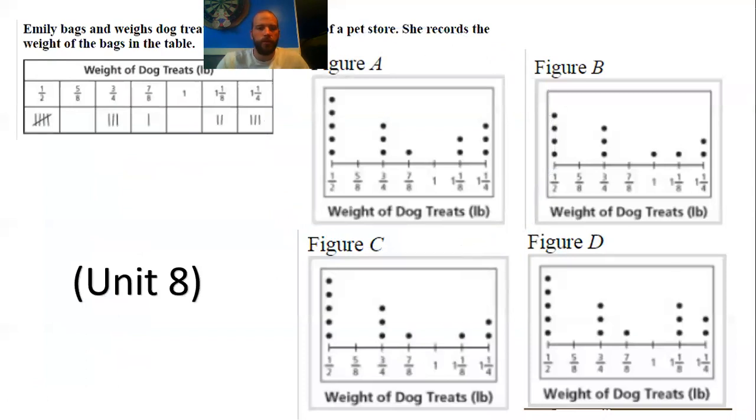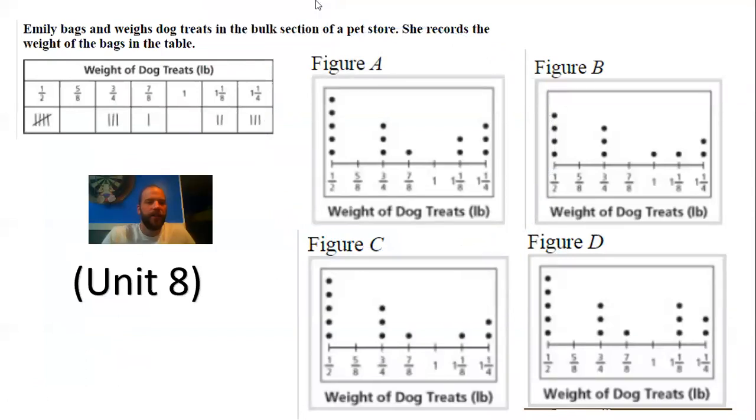Oops. Unit 8. All we're doing is they're seeing if we know how to take a table like this and throw it into one of these charts. So 1/2, there's 5 of them. There's 5 1/2s here. There's 5 1/2s here. There's 5 1/2s here, but there's only 4 here. So we can get rid of B. So now it's between A, C, and D.